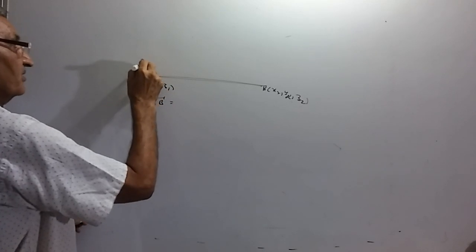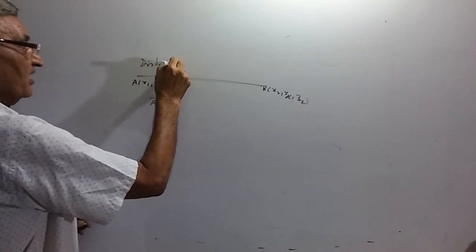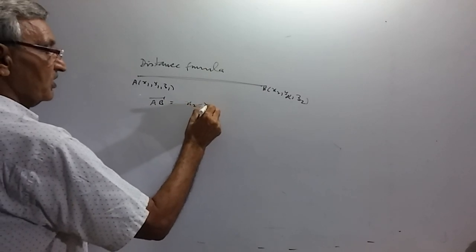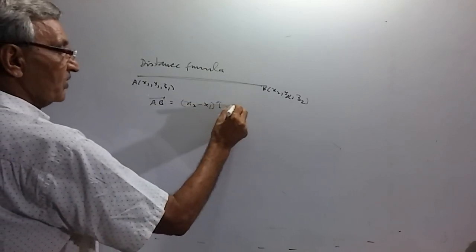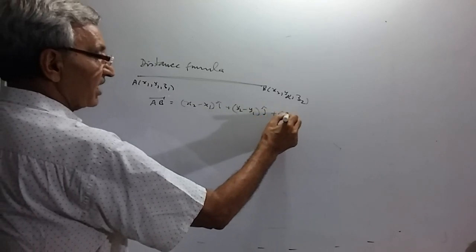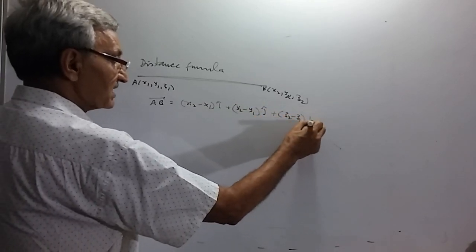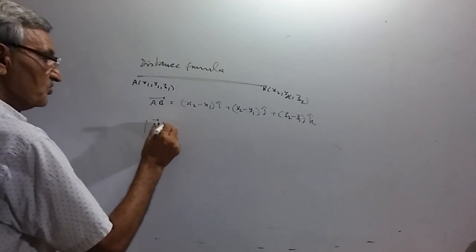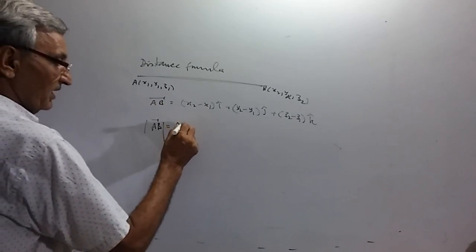First is the distance formula. I want to do the distance formula: (x2 minus x1) i plus (y2 minus y1) j plus (z2 minus z1) k. This is a vector. The distance between them is the magnitude of this, the magnitude of AB.